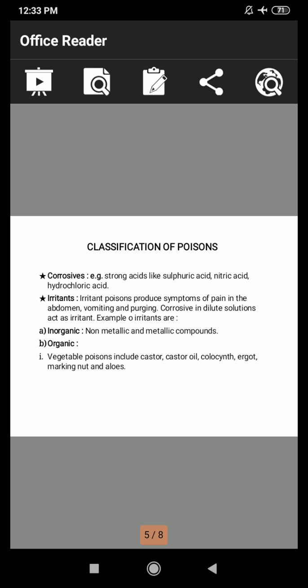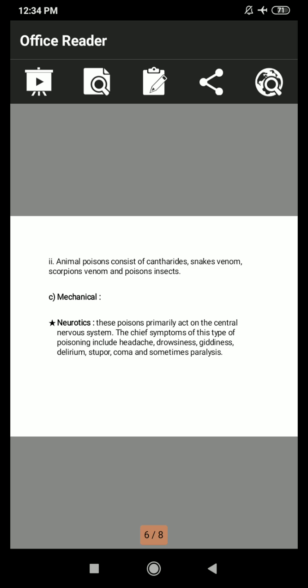Then second is the organic. The organic poisons can be divided into two types. First is vegetable poisons, which include castor oil, colocynth, ergot, marking nuts and alloys. Second is the animal poisons, which consist of cantharides, snake venom, scorpion venom and poisonous insects. And third is mechanical. This group includes powdered glass, chopped hair, sponge and diamond dust.